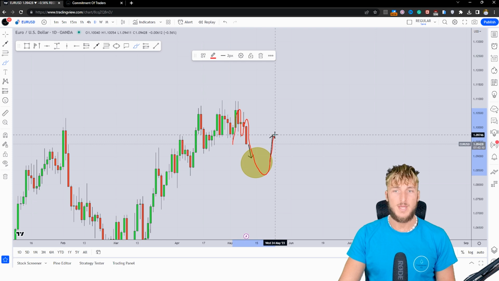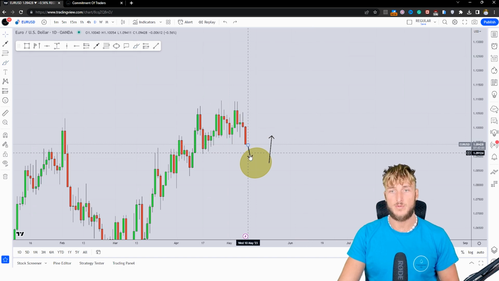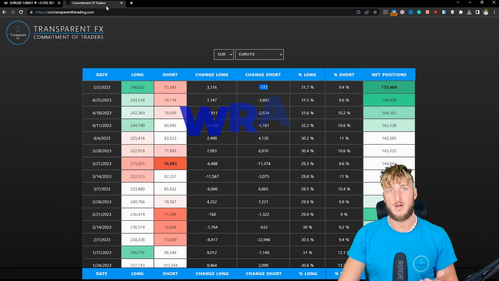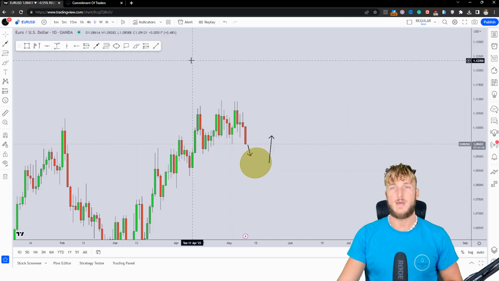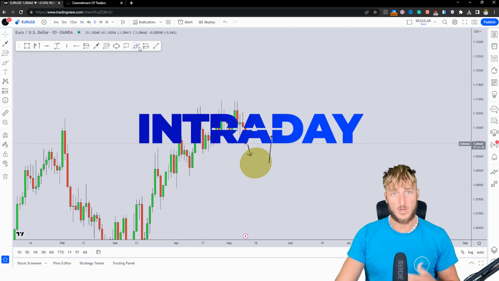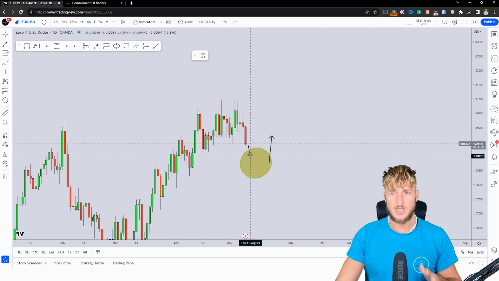So how could we be approaching a potential rejection to the upside for the completion of this M pattern at the neckline? Well, as usual, trading is reactive and not predictive. The monthly, weekly, and daily combined with the COT data, those are the best time frames from a directional perspective. However, when it comes to confirmations and entries, the best time frames are the intraday time frames, so 4 hour and lower.